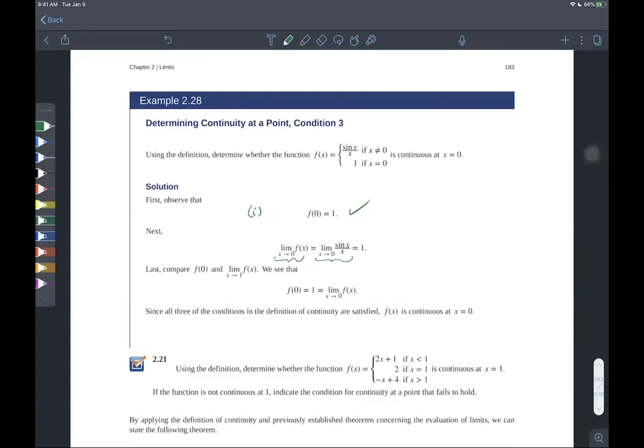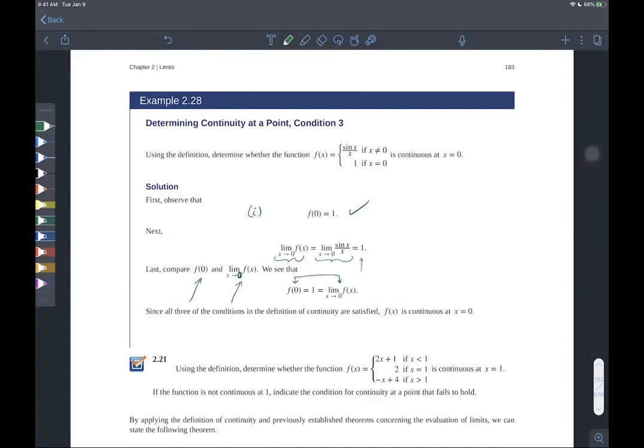And this can be shown to be 1. It's actually shown in the previous section. So then we compare these two values, f of 0 compared to the limit as x approaches 0, a little typo there, of f of x. And since both of these are equal to 1, then they are equal to each other. Since all three conditions of the definition of continuity are satisfied, f of x is continuous at x equals 0.